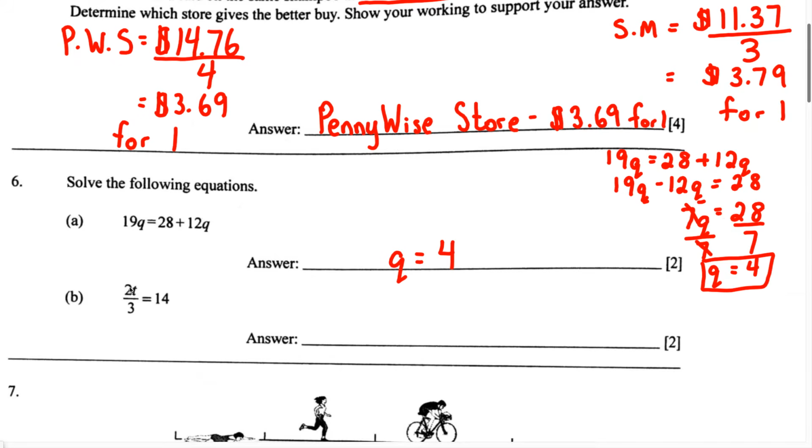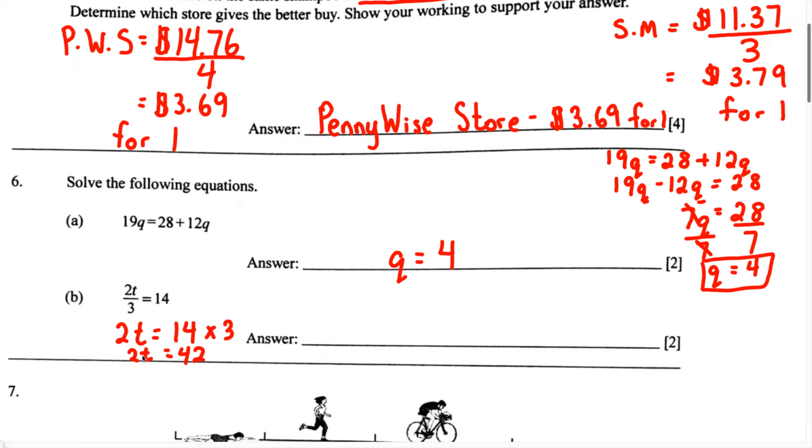Now, what about this one? We have 2t over 3 equals 14. Now, to solve for t, we know we're dividing, so we're just going to multiply to get rid of the 3. We can say 2t equals 14 multiplied by 3. When we put this in our calculators, we're going to get 2t equals 14 times 3 is going to give us 42. And we have to get t by itself. In order to get t by itself, because the sign between 2 and t is multiplication, we're going to have to divide.